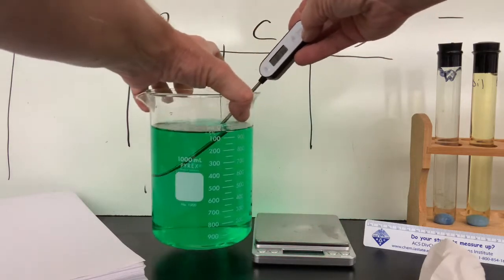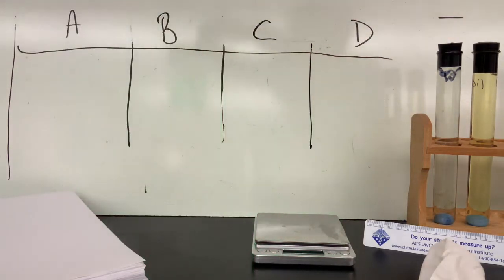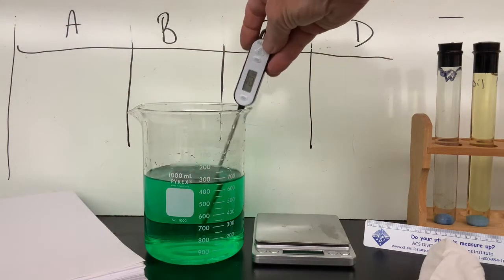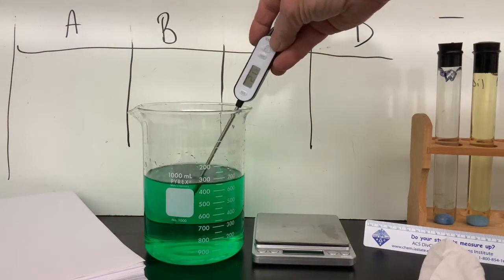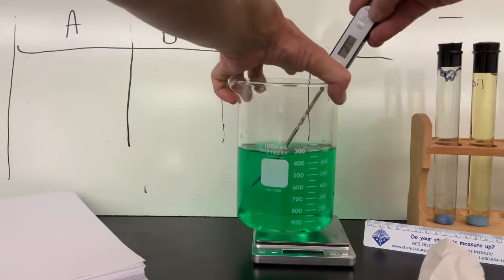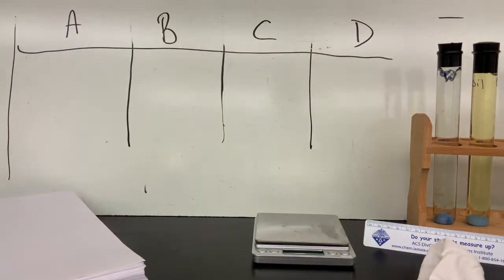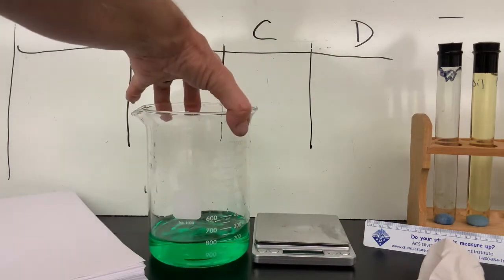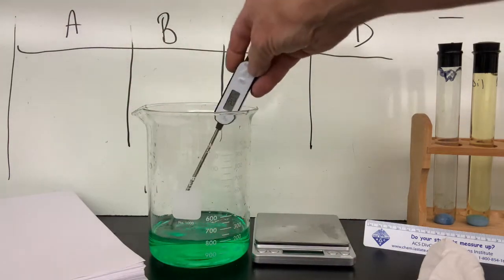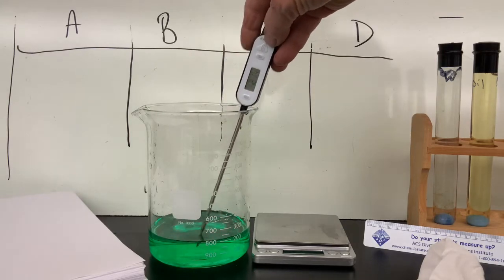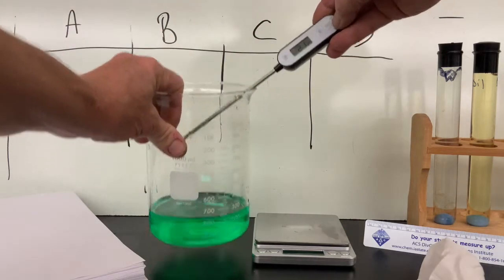950-ish mils. Now if we pour some of that water away and measure its temperature, it's still 21 degrees. Of course, it's less, 650 mils. It's lighter in mass. And now if we measure even less, it's maybe 250 mils. It's still 21 degrees, and it's still green.